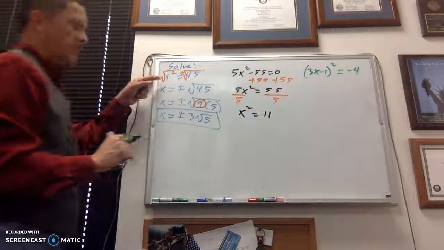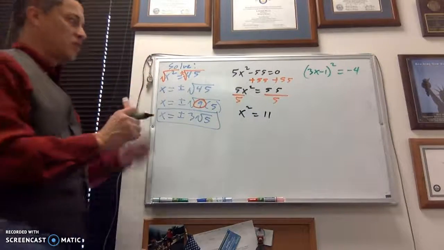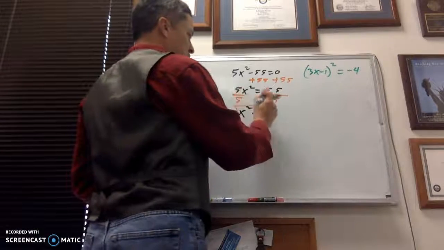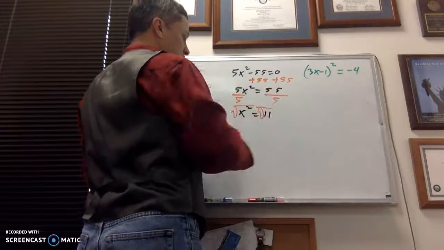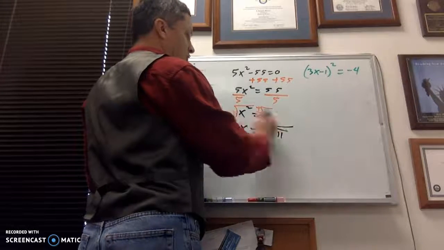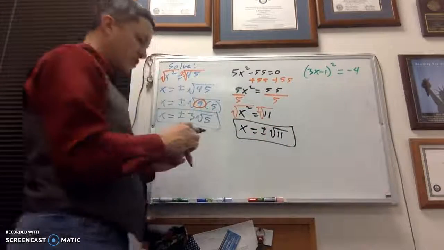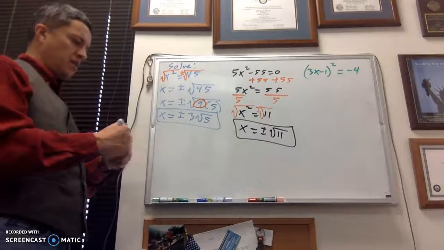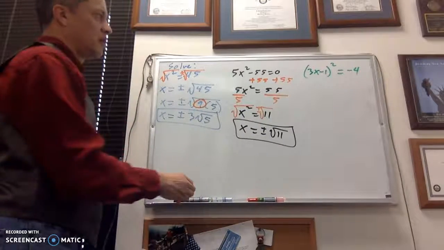And then we're going to do the same thing I did over here, right? I'm going to square root both sides of the equation. That'll give me an x on the left and a plus or minus the square root of 11 on the right. So that one's done. Let's crank this up another notch.